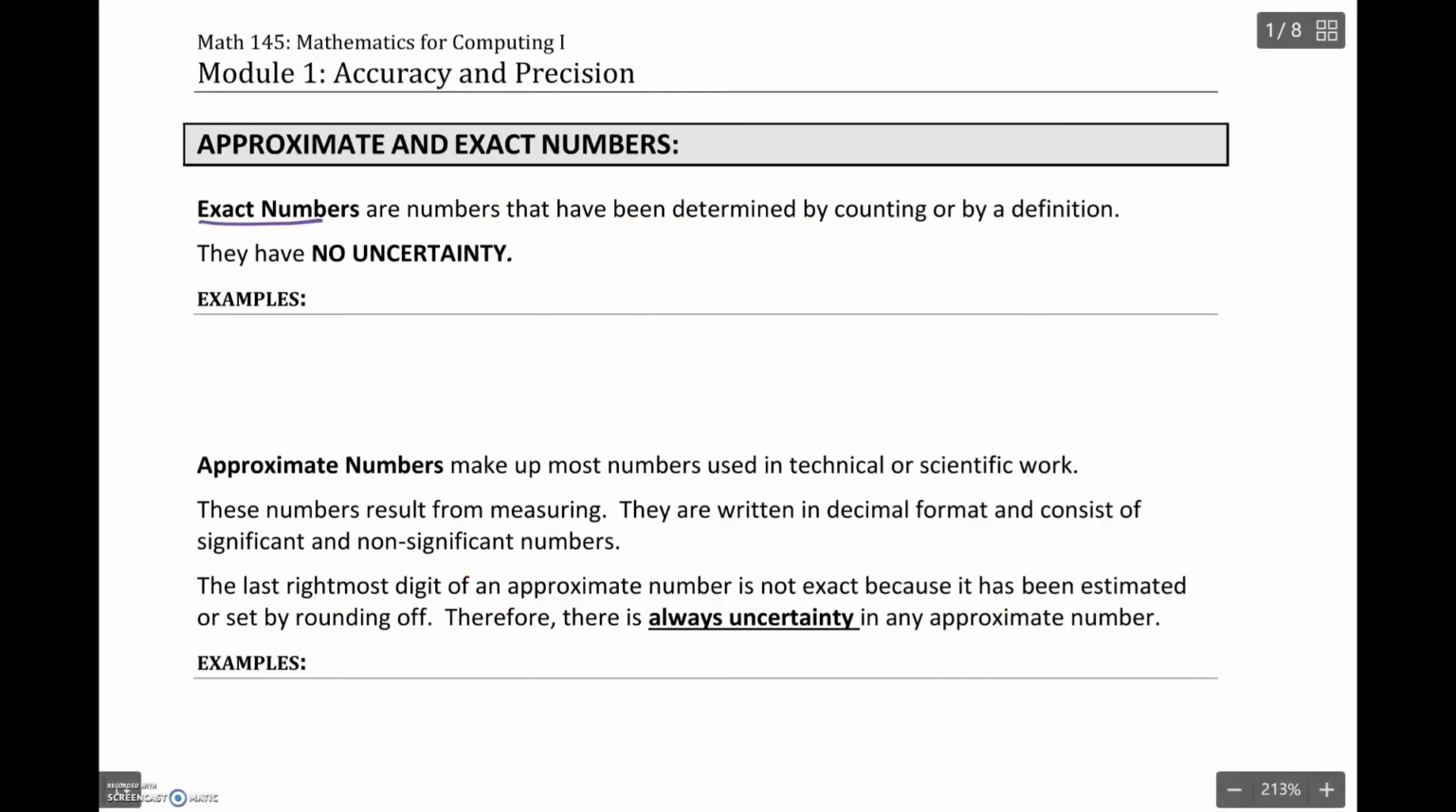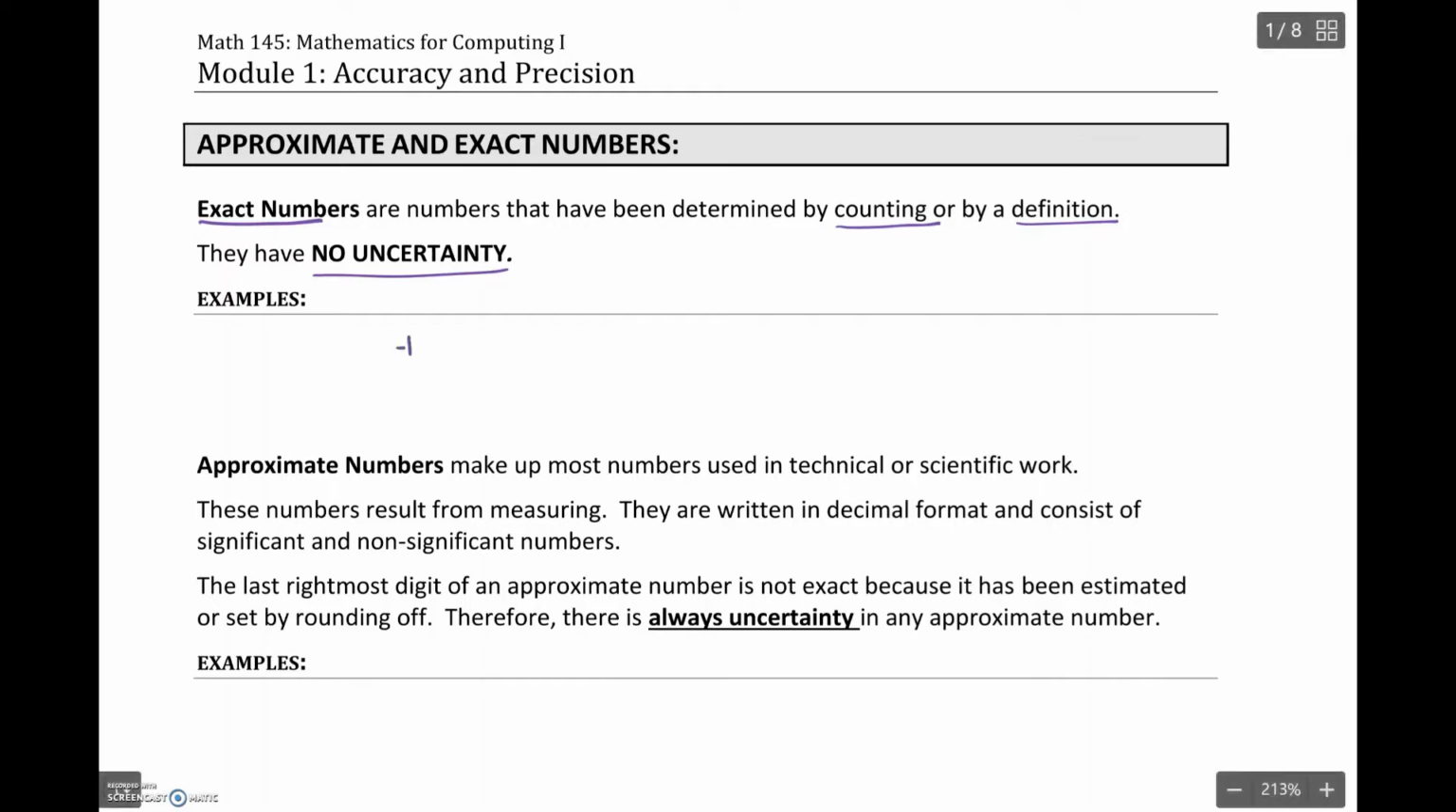Exact numbers are numbers that were determined from either counting or by definition. So, by definition, a dozen is 12, exactly. Counting, John has 15 marbles. That's exact if you count it properly. So there is no uncertainty in exact numbers. What are exact numbers again? Numbers derived from counting or from definition.